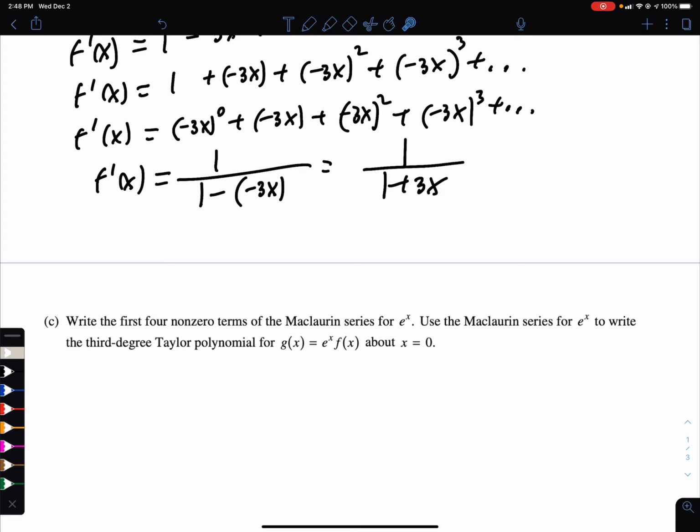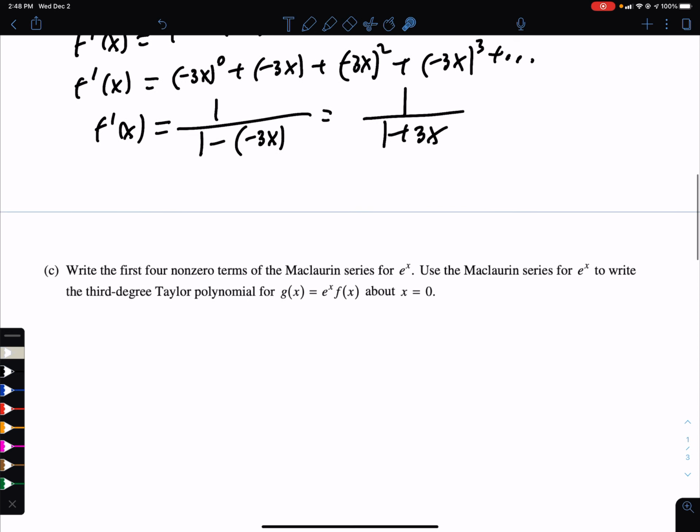Now part C, we want to write the first 4 non-zero terms for e to the x. This you have to have memorized. If not, you're going to have to create this from scratch by doing the derivative, the second derivative, and just doing all that. But it's 1 plus x plus x squared over 2 factorial plus x cubed over 3 factorial plus dot, dot, dot. How many terms do I want? The first 4. Okay, so I have the first 4 terms of e to the x.